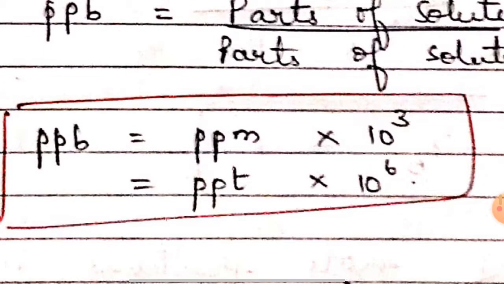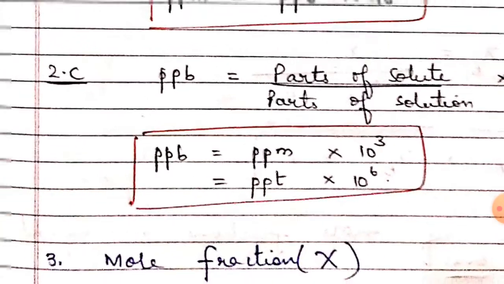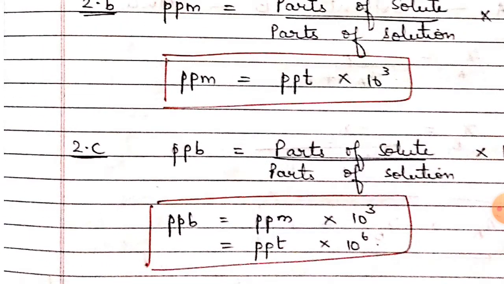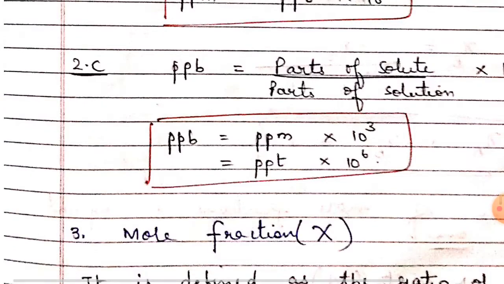And parts per billion is parts per million into 10 to the power 3, or parts per thousand into 10 to the power 6. So these parts per million, parts per thousand, parts per billion would be used if the part of the solute is very, very small. Traces are only present, only then we'll discuss about PPT, PPM and ppb.